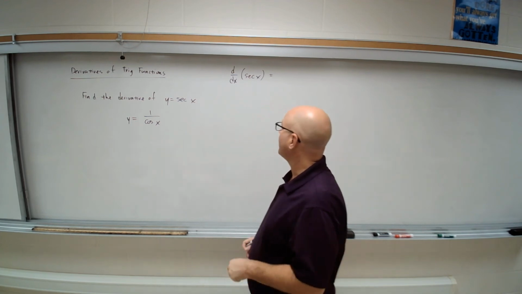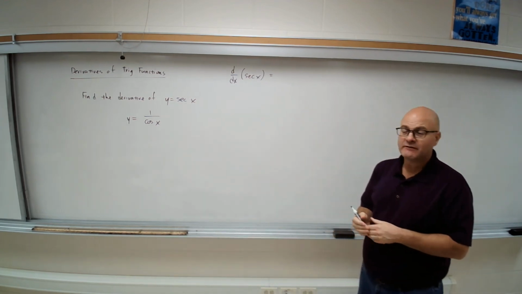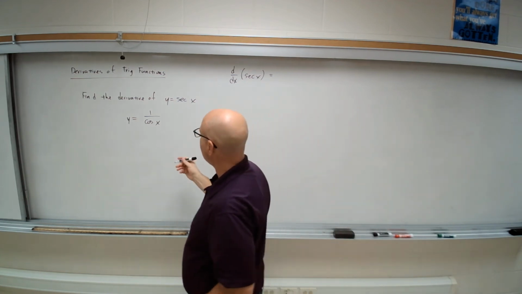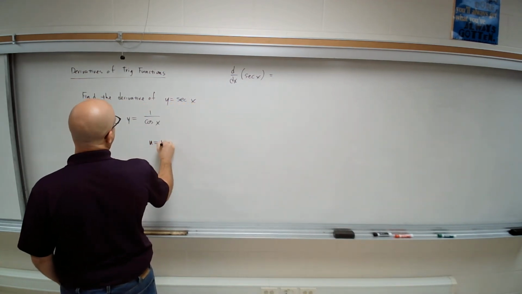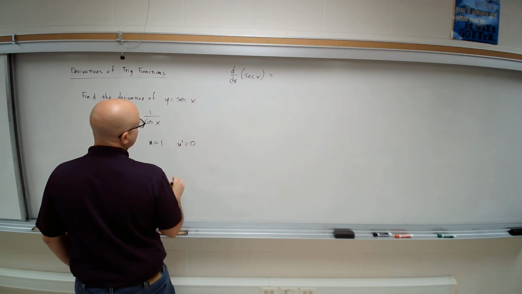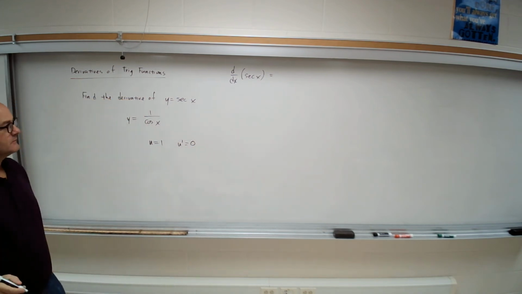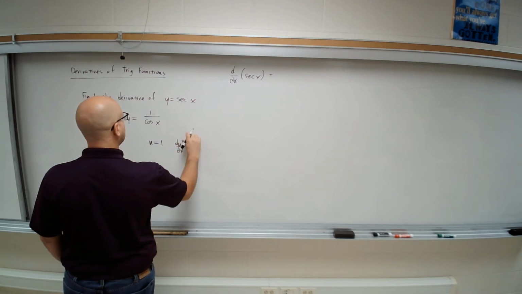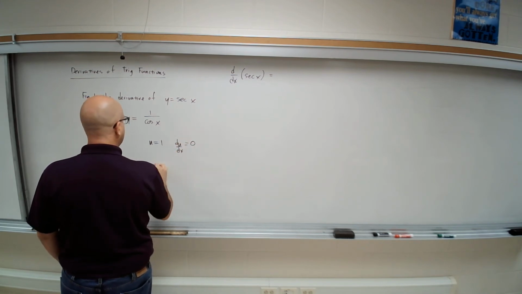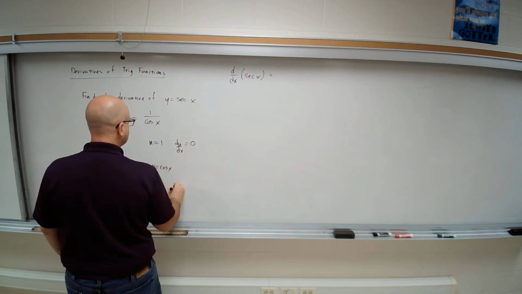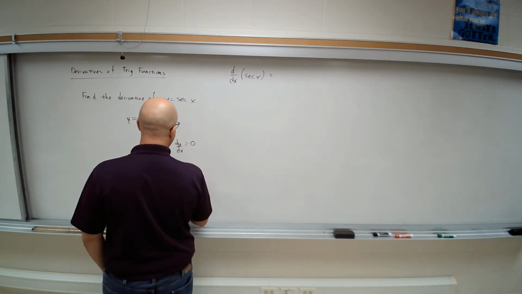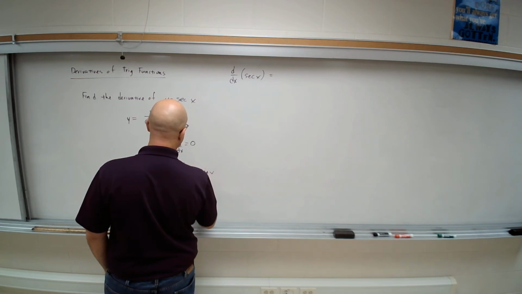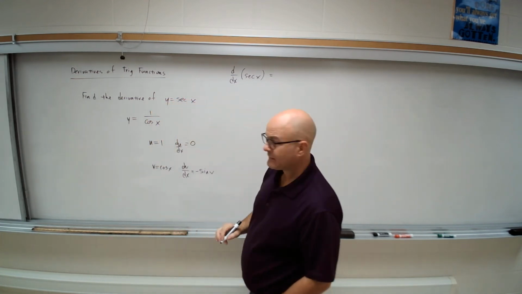So let's go ahead and look at our secant function here. We have the derivative with respect to x of the secant of x. Again, we're going to say that u is equal to 1 and u prime is equal to 0, or du over dx if you want to do it that way. And then v is the cosine of x, so dv over dx is negative sine of x. Okay, so we have that.